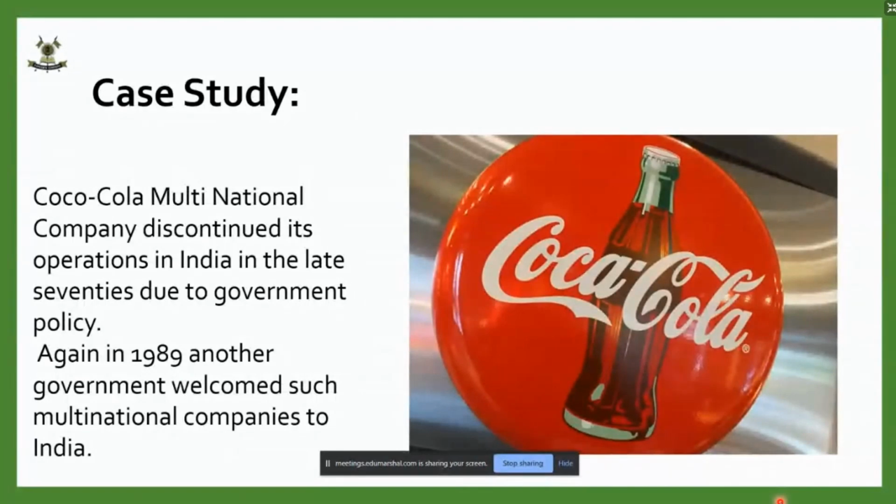So this was only because the attitude of the government was different toward the MNCs. In this case, the political environment played a very big role for the business of Coca-Cola. The business environment of Coca-Cola has a very prominent factor like the political dimension, which has an impact on its growing business or its squeezing business. So this is the political environment.